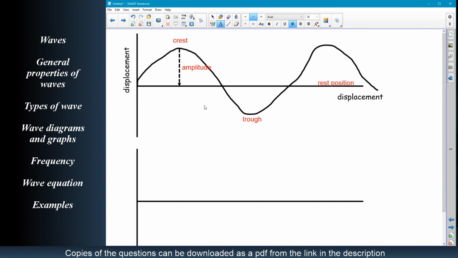Okay, down to the bottom is exactly the same. The distance from my rest position down to my trough, which ideally should be the same, so sorry about the bad drawing, is also an amplitude. So that's an amplitude too. Which means, for those of you who are at least vaguely competent with maths, that the total height of my wave, that little green line there from the trough all the way up to a crest, is 2 times the amplitude.